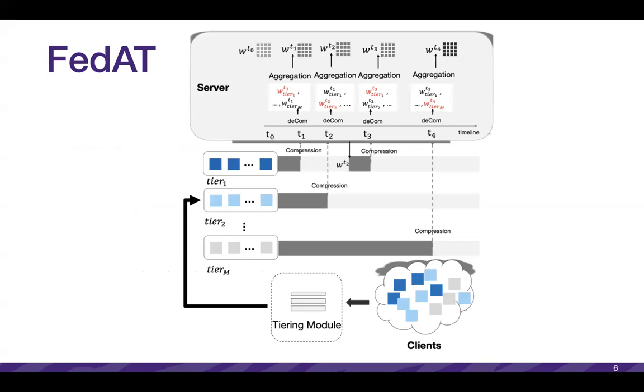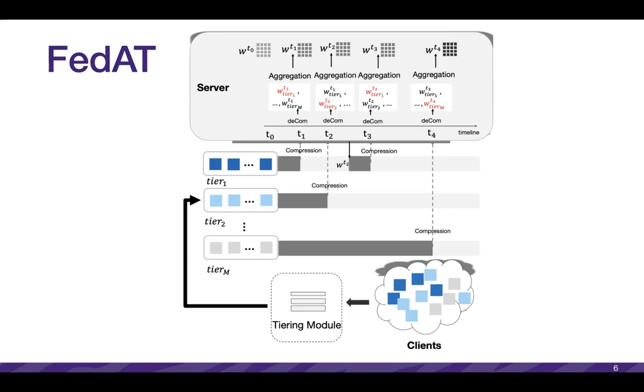And here is the figure of FedAT. We can start from the clients. First, we do some profiling to divide these clients into some tiers according to their training latency. The training latency can be seen as the sum of the communication time and the computation time. You can see in this figure, there are M tiers, and tier 1 is the fastest tier, and tier M is the slowest tier.